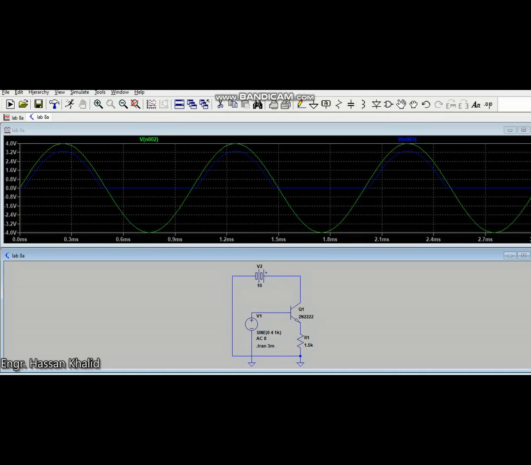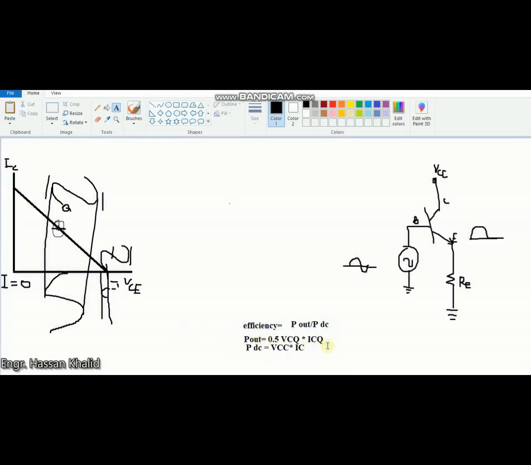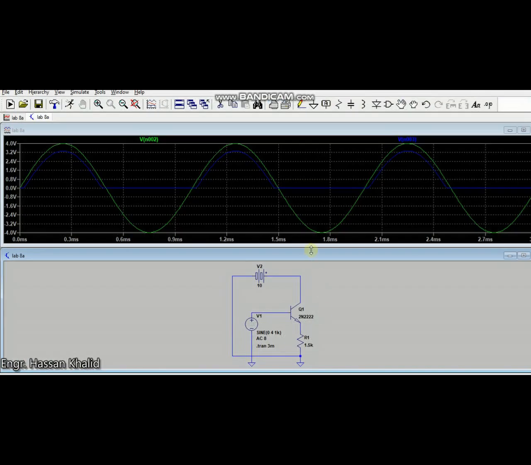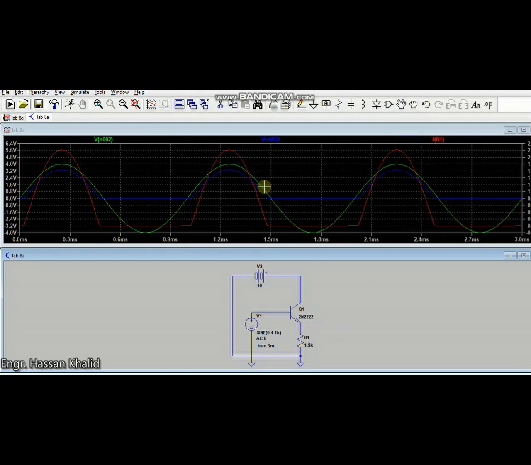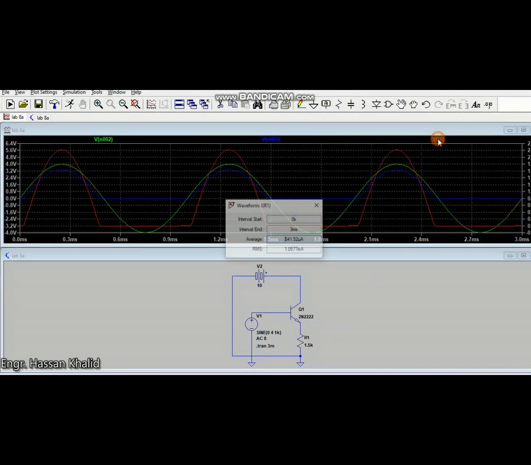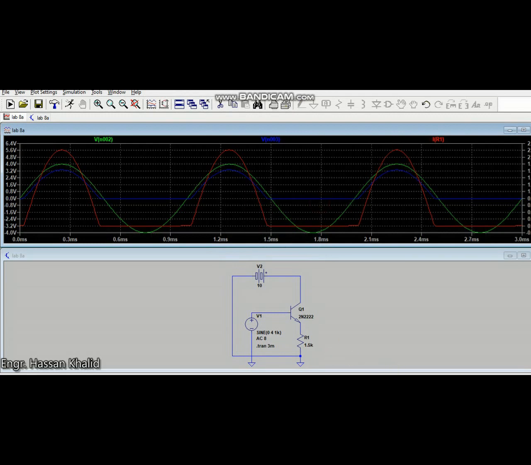Now what is the next function? That is the ICQ, the RMS value of this ICQ. Now just by clicking on this and using the help of this circuit, the RMS is 1.055 milliampere that is flowing through it. Okay, so just record these values to calculate the overall efficiency of this circuit.